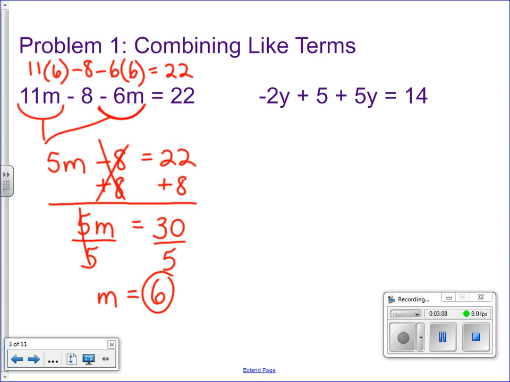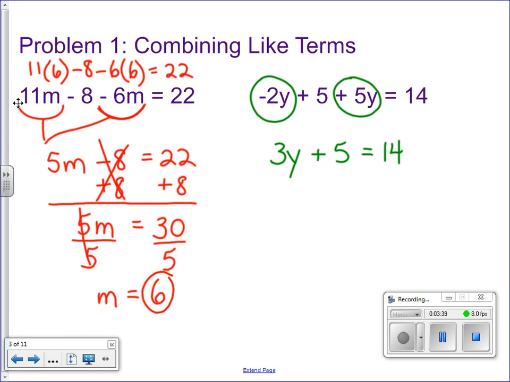All right, in our next problem, negative 2y plus 5 plus 5y, we have two terms that are like terms, negative 2y and plus 5y. These can be combined. Negative 2 plus 5 gives us 3y. Bringing down our plus 5, this is all equal to 14.